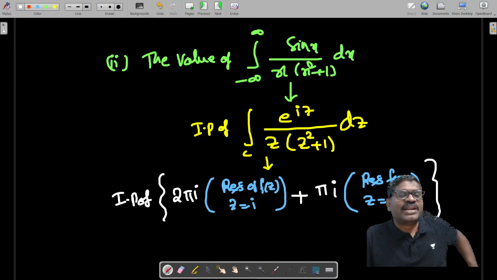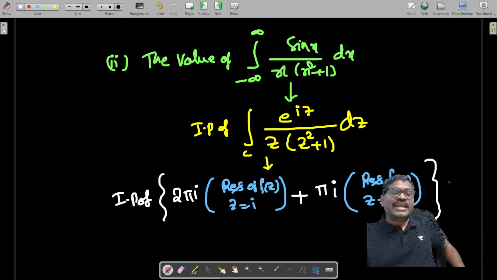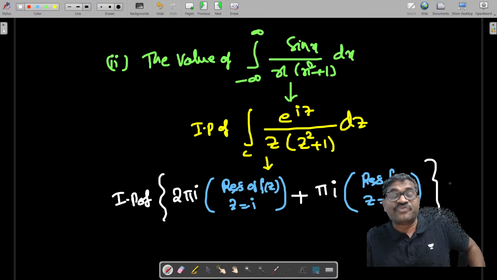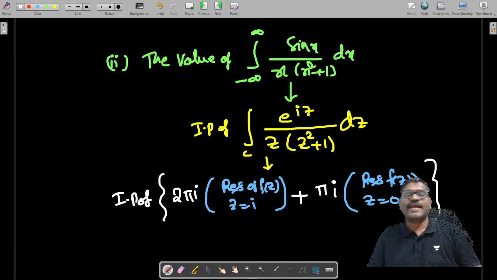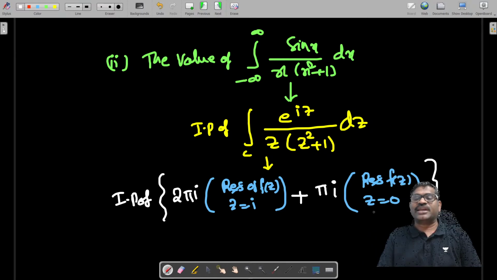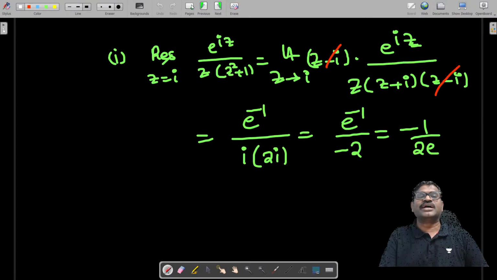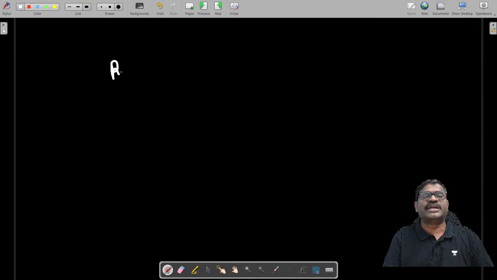Whenever you are evaluating a real integral of the form f of x dx, if the pole lies in the upper half plane, you have to multiply with 2 pi i. If it lies on the real line, then you have to multiply with pi i. Please remember, this is a special problem. So I require the residue of f of z at z equal to 0, and that's why I am calculating it.